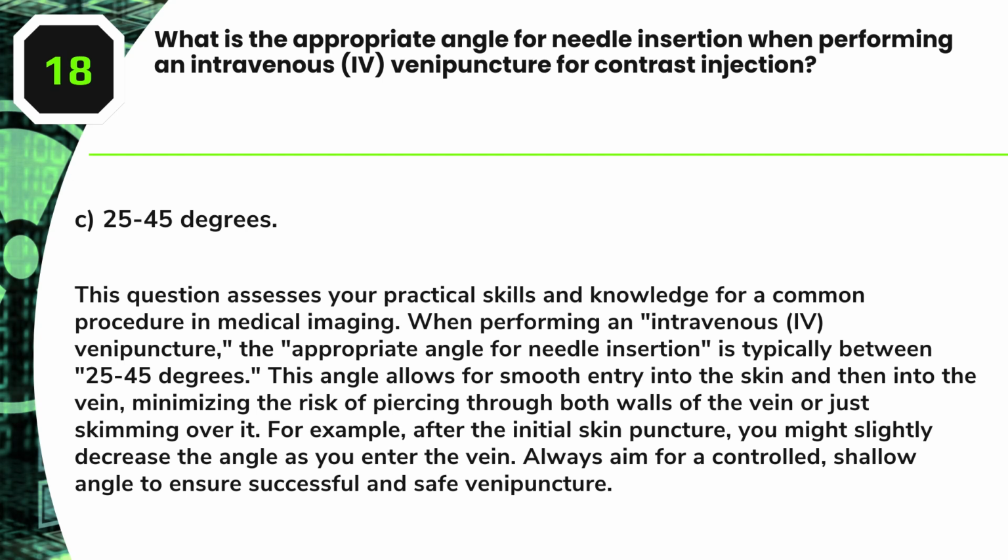This question assesses your practical skills and knowledge for a common procedure in medical imaging. When performing an intravenous, venipuncture, the appropriate angle for needle insertion is typically between 25 to 45 degrees. This angle allows for smooth entry into the skin and then into the vein, minimizing the risk of piercing through both walls of the vein or just skimming over it. For example, after the initial skin puncture, you might slightly decrease the angle as you enter the vein. Always aim for a controlled, shallow angle to ensure successful and safe venipuncture.